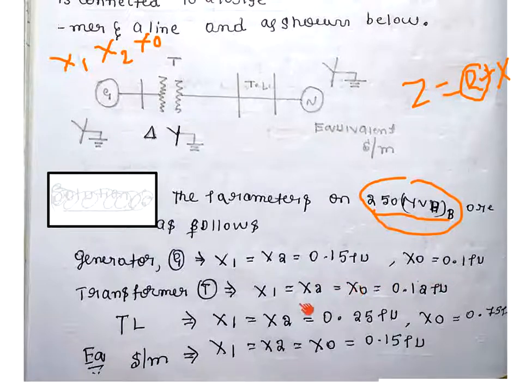And the transformer. In the transformer, all the impedances will be the same. So Z1 equals Z2 equals Z0. Here also the same thing is given: X1 equals X2 equals X0, so it is 0.12 pu.